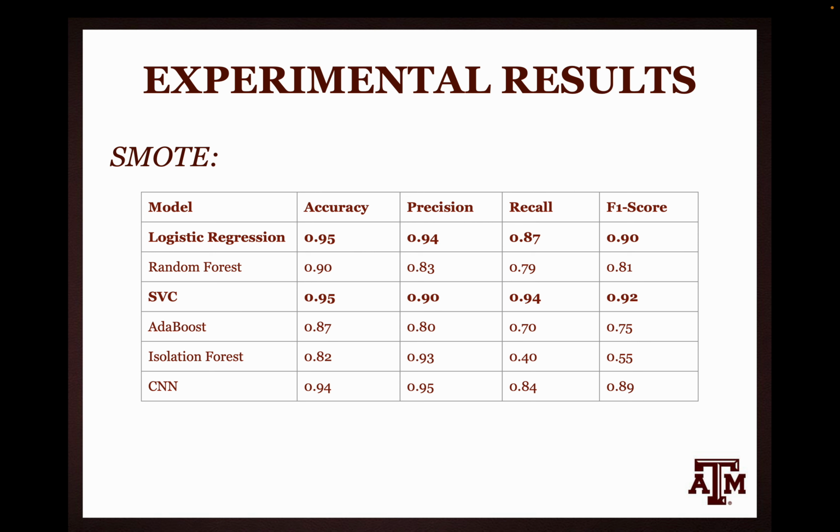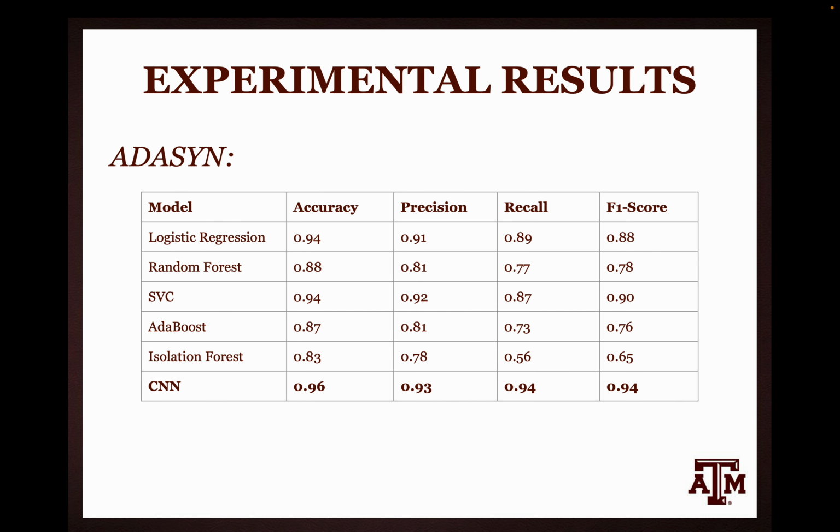Coming to our experimental results, we first performed SMOTE analysis on all the selected models. Here, we can see that the highest accuracy attained is using SVC and logistic regression. SMOTE, as we learned in class, adds synthetic data and is a form of oversampling technique. The second method which we employed is ADASYN, which stands for Adaptive Synthetic Sampling. This is also a form of oversampling technique just like SMOTE, but this takes care of distribution density. In this case, we see that CNN attained a highest accuracy of 96%, followed by logistic regression and SVC, which got an accuracy of 94%.